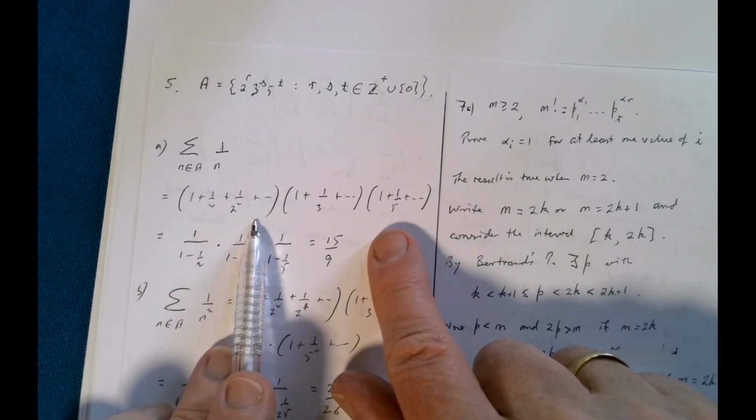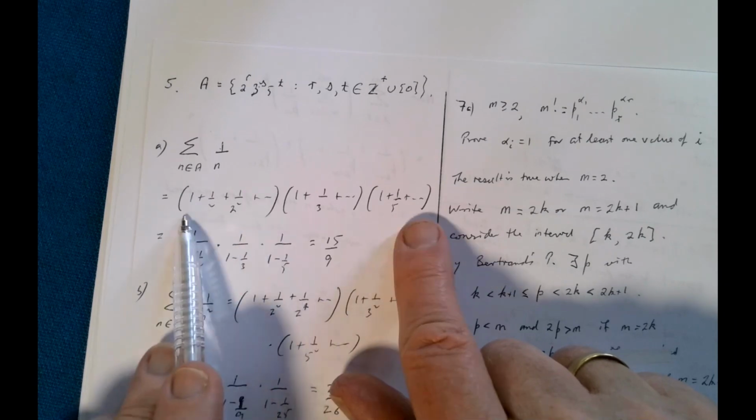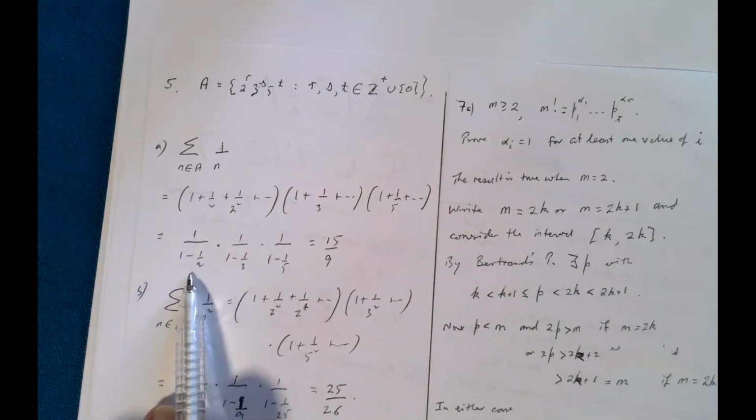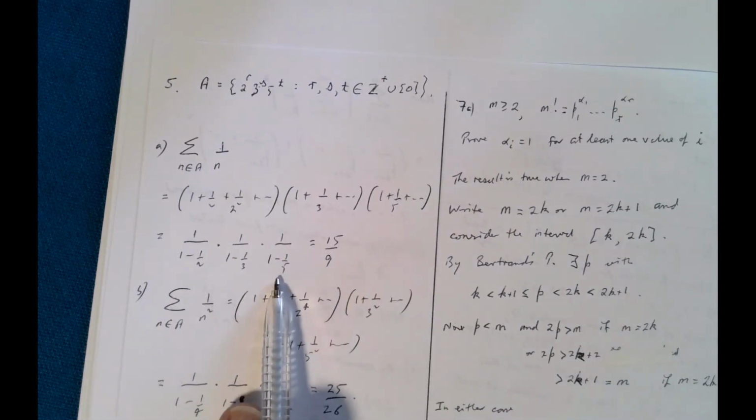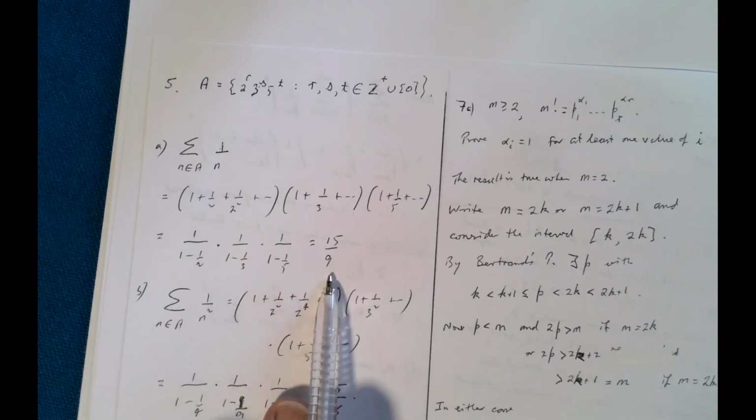Now the point is, each of these is a nice geometric series. I can sum each one, and I can simplify this and we get 15 over 8, which is a nice solution here to the problem. So that's the value of the sum.